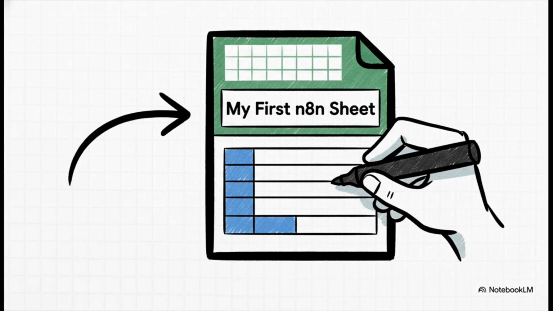The very last piece of the puzzle is, well, it's easy. We just have to tell Google Sheets what to name our new file. So let's call it My First N8N Sheet. You can name it anything, of course. And that's it. Our entire workflow is officially set up.